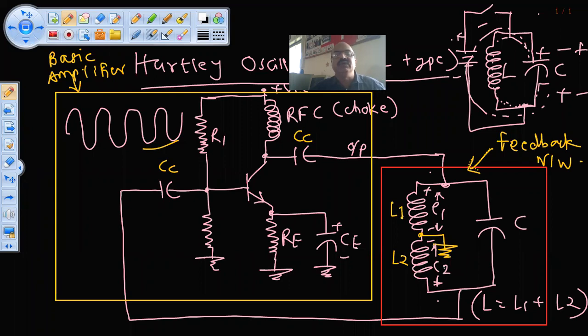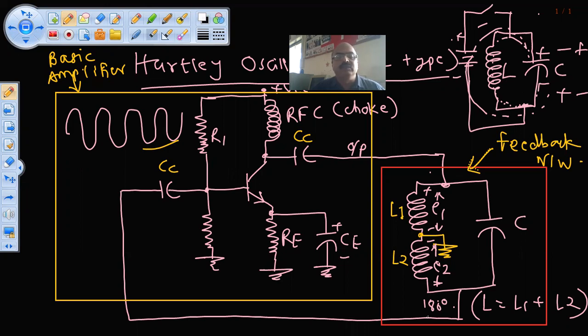Induced EMF is 180 degrees out of phase with the input EMF. E1 is the input EMF and E2 is the induced EMF. Due to L1, an induced EMF is produced in L2, but that is in the opposite direction. Correct. So there is a 180 degrees phase shift automatically produced due to these inductances.